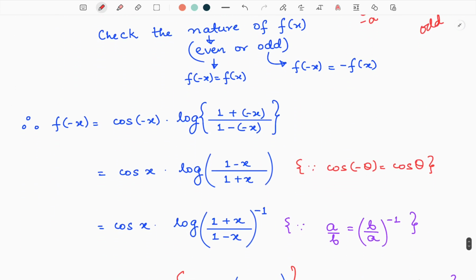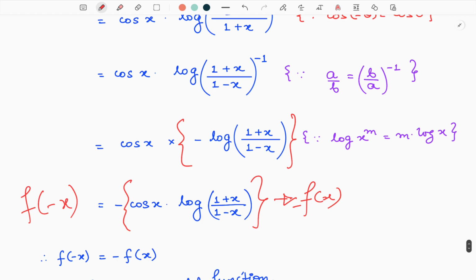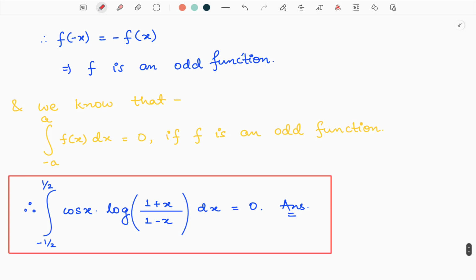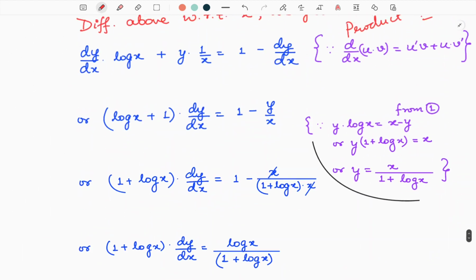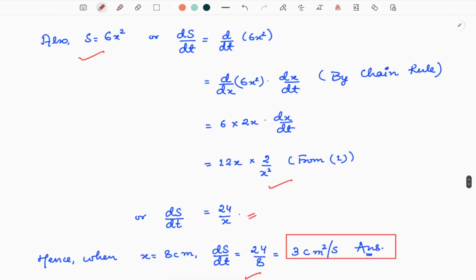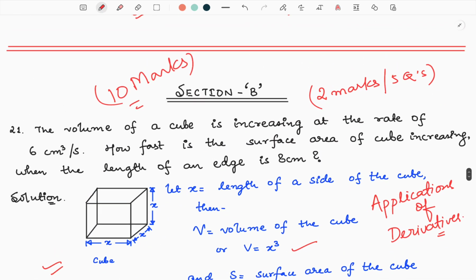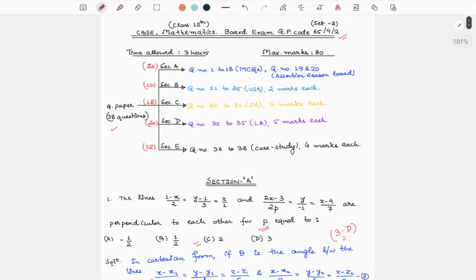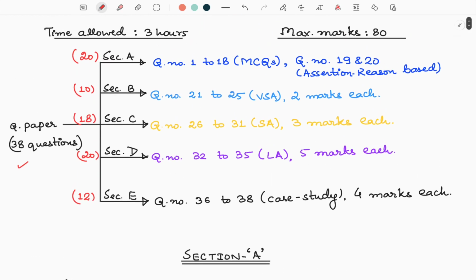Now this completes section B of the question paper, and in the next video we will take questions of section C and try to solve section C. Okay, so let me give you the starting line. From here we have started section B, and in the last video we solved section A. Section C carries 18 marks, section D carries 20 marks, and section E carries 12 marks, for which we will solve the questions in the subsequent videos.